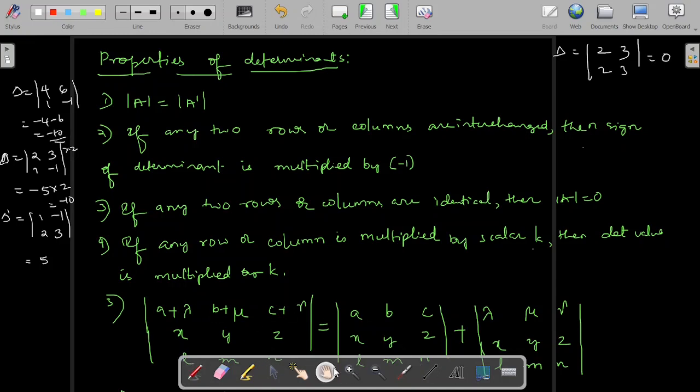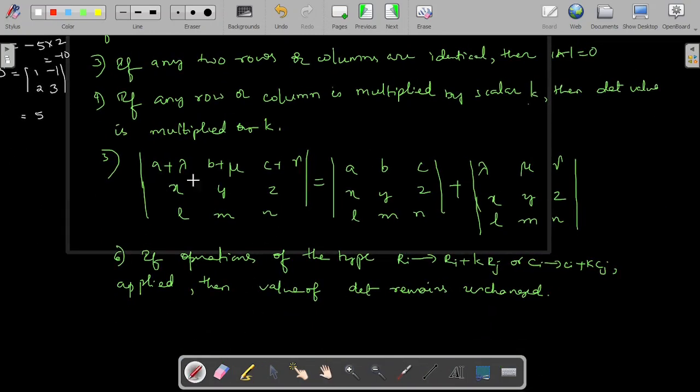Now the fifth property is that if any row or any column is the sum of two or more terms, then we can write the given determinant as a sum of two or more determinants. Here the first row is a sum of two terms. Every term is a sum of two terms. So I can split this determinant as A, B, C, X, Y, Z, L, M plus the next: lambda, mu, gamma, X, Y, Z, L, M.